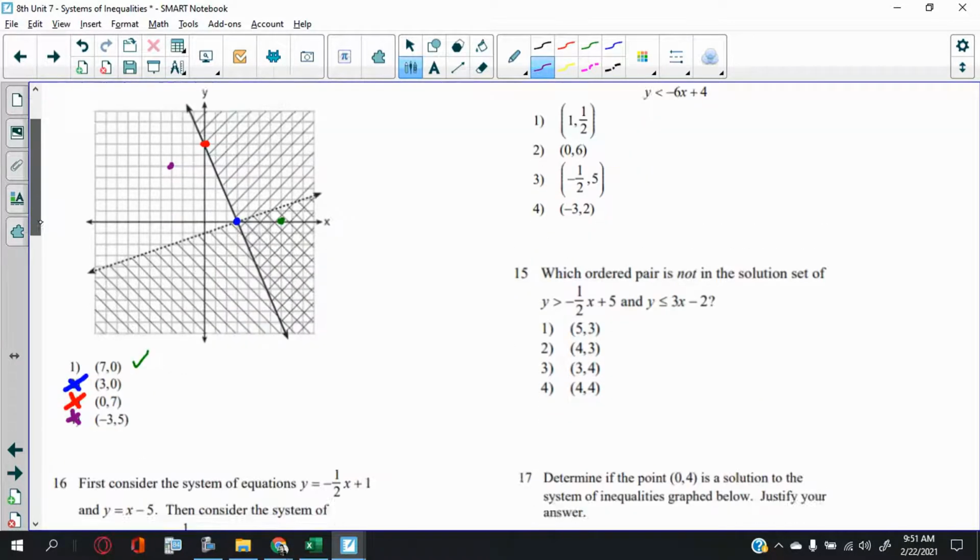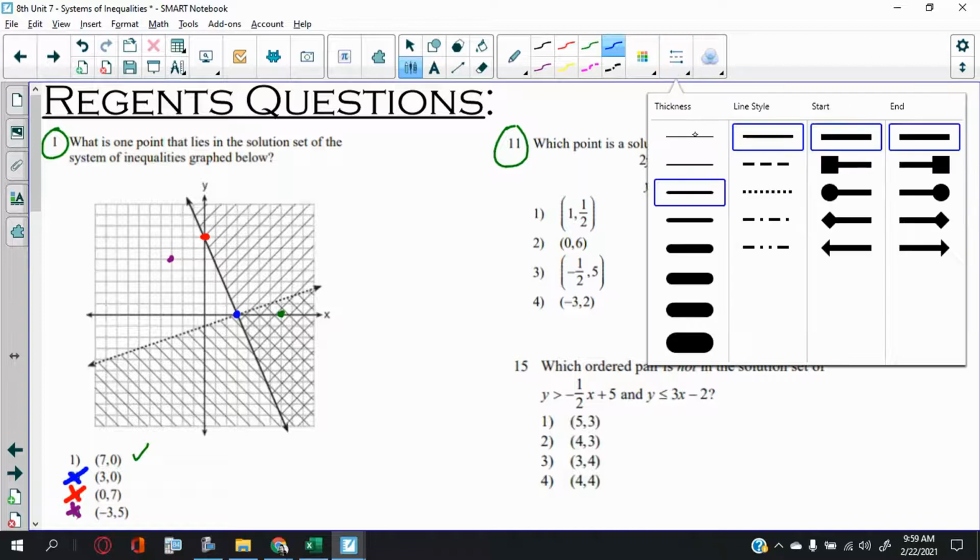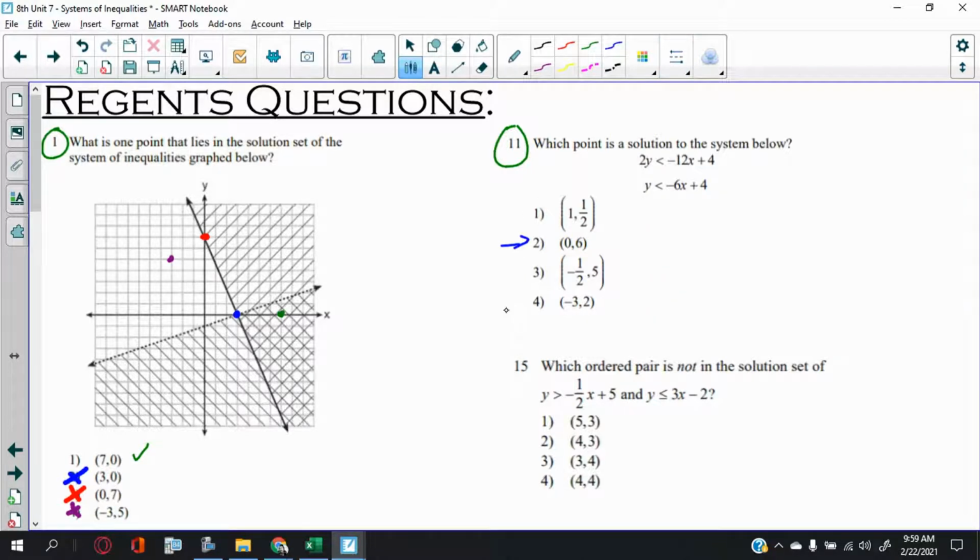Let's do 11, 15, 16, and 17. We'll look at the time. Number 11: right now I'm going to choose the two that are whole numbers first, just because it's easier to deal with whole numbers than fractions. So I'm going to test this out. I'm going to substitute, writing this with the y and the x substituted already.